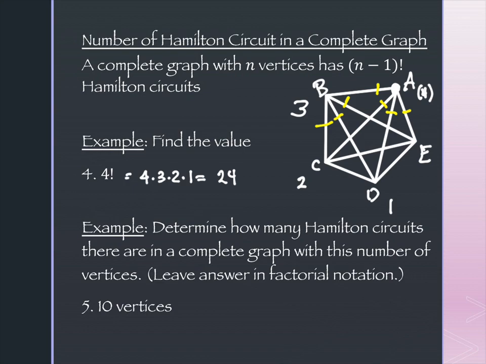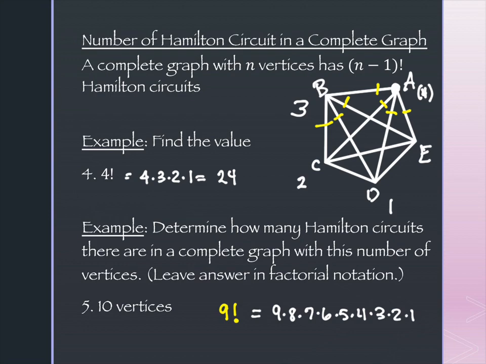So if I did have 10 vertices, and it's a complete graph because it says that it is, what would I have to do to find the number of Hamilton circuits? What would it be? 10 minus 1, or 9. So I'd have 9 factorial. And what is 9 factorial? Well, 9 times 8 times 7 times 6 times 5 times 4 times 3 times 2 times 1.